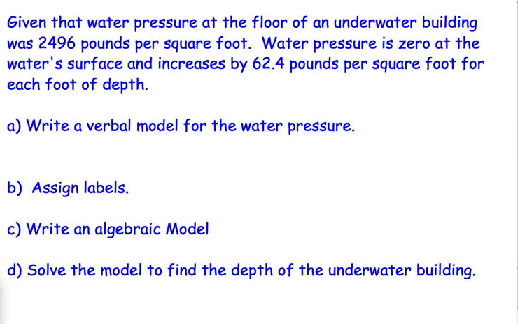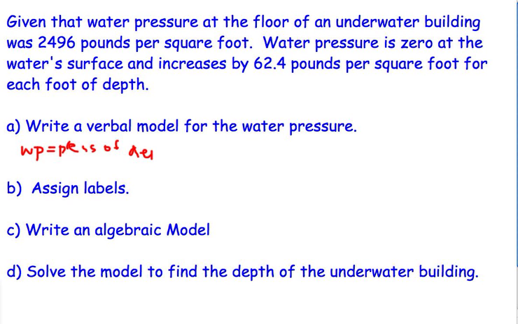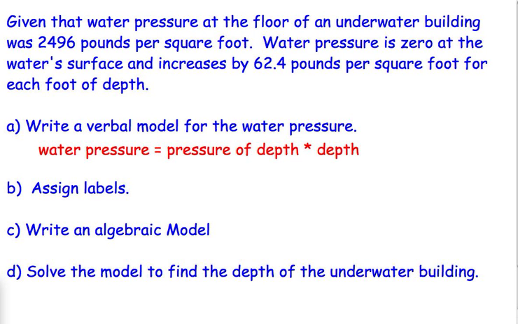So we're going to write a variable model for the water pressure. I'm going to call it WP. The water pressure is equal to the pressure of depth times the depth. Of course, it's not working well today, sorry. That looks a little better. Water pressure equals pressure of depth times the depth.